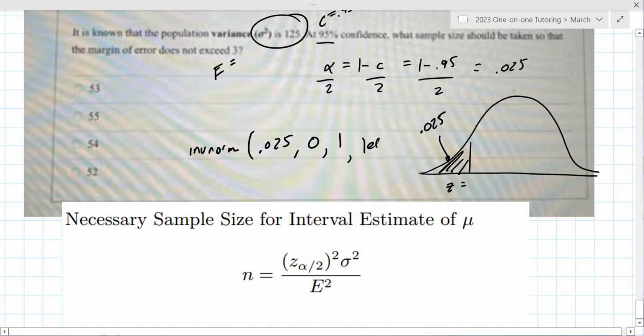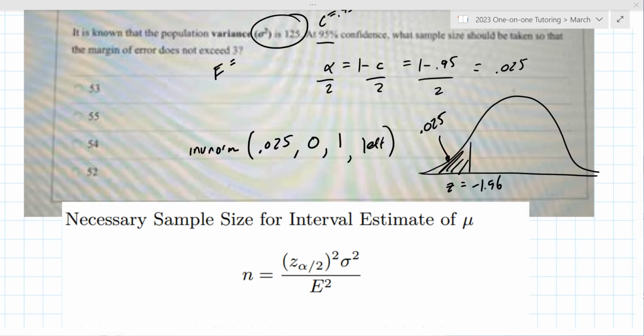And then you did left tail on that. And you should have gotten minus 1.96. Yeah. I got negative 1.95, but rounded to 1.97.